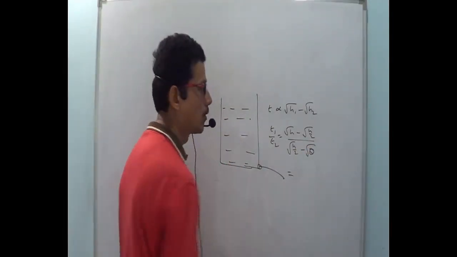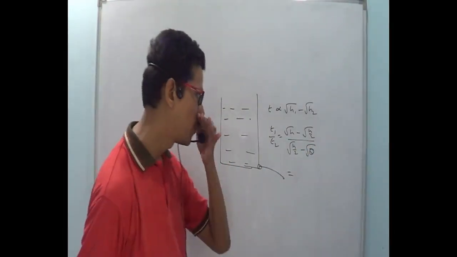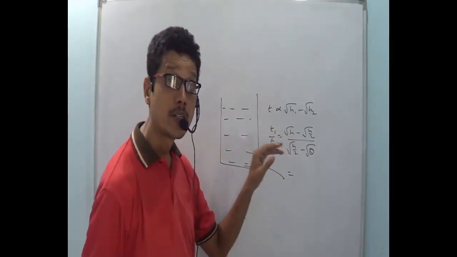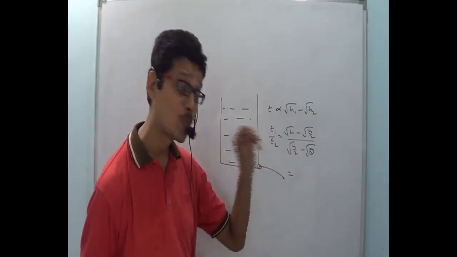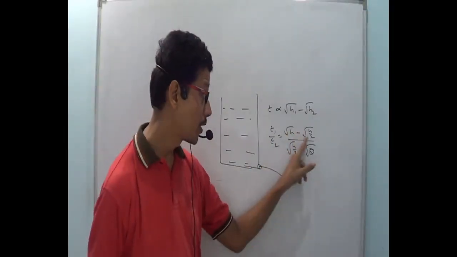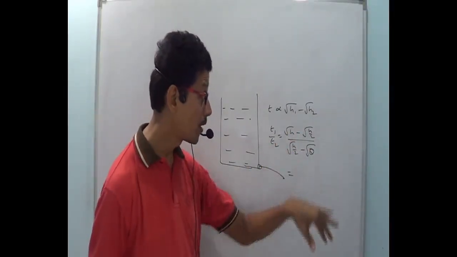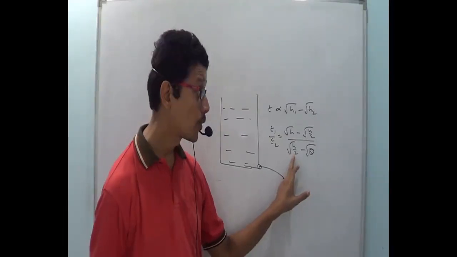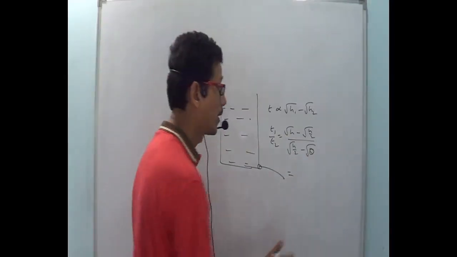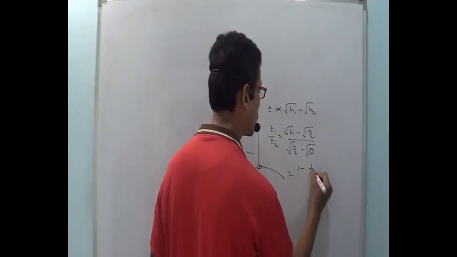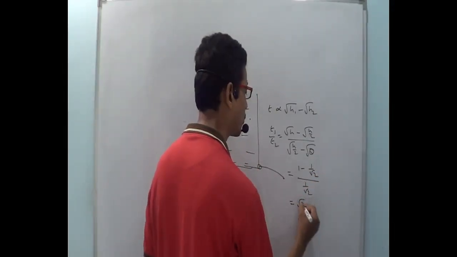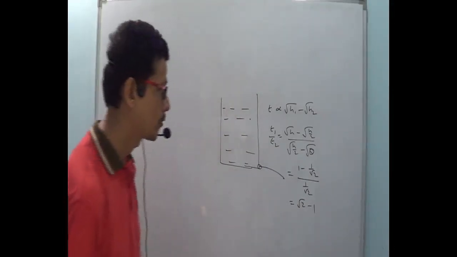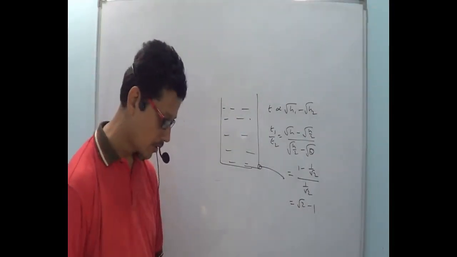So for half to be emptied, time is direct. Time of emptying of tank is directly proportional to root initial height minus root final height. Half empty होने के लिए ऐसे लिखना. Remaining half empty होने के लिए root h by 2 minus root 0. And this is nothing but 1 minus root 2 by 1 by root 2. And this is nothing but root 2 minus 1 is the answer, okay? Very easy question. Next.